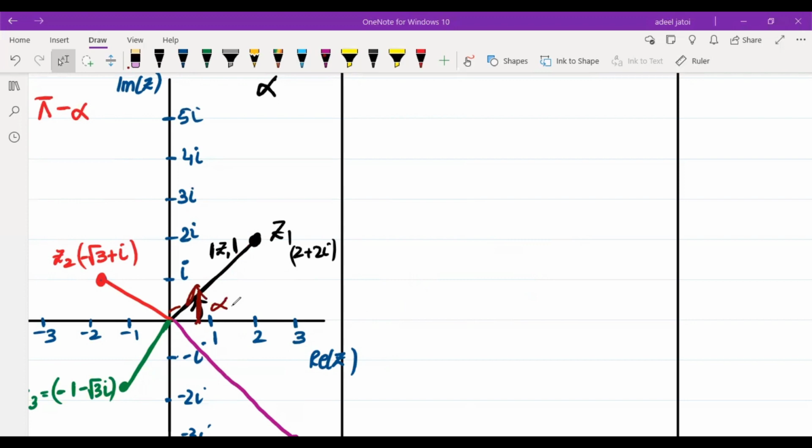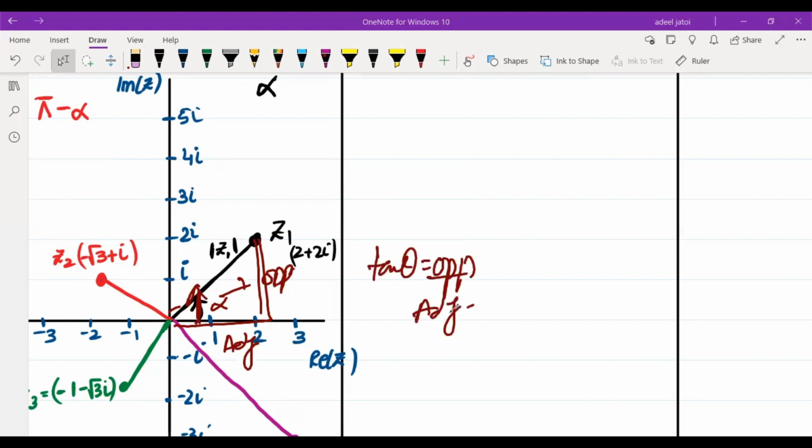Right? And for the angle, again, it creates a right angle triangle. You know the opposite value and you know the adjacent value. So obviously tan theta will be used, opposite upon adjacent. Tan theta, and opposite is the imaginary value of z and adjacent is the real value of z again.